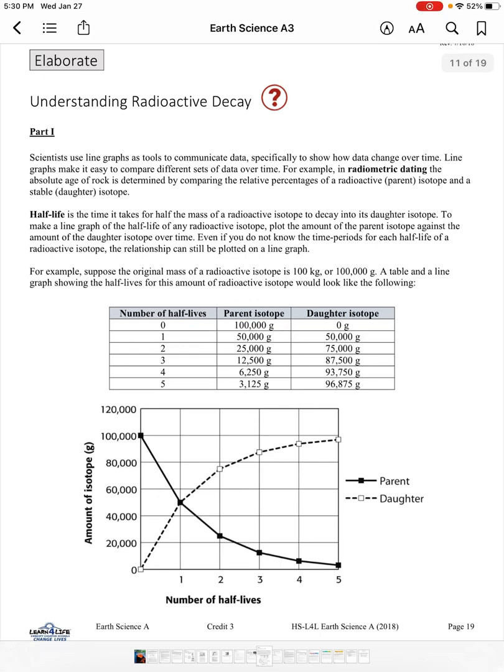So what we're looking at here is radioactive decay and the concept of half-lives. Whenever you have a radioactive substance, meaning something with an unstable nucleus, everything that is unstable seeks to be stable, which means the nucleus is going to try and emit protons, neutrons, or electrons in order to reach a stable state.